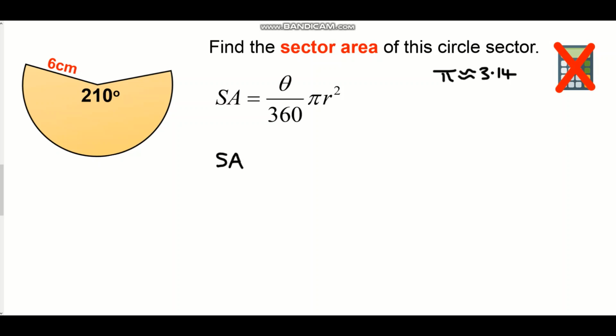All right, so our sector area is going to be equal to the internal angle. I'll not highlight it this time. You can probably see that it's 210 degrees over 360 degrees times pi times the radius squared, which is going to be 6 squared.